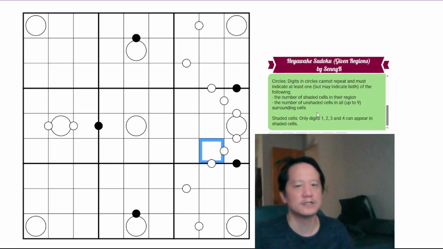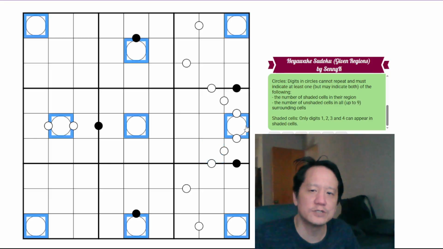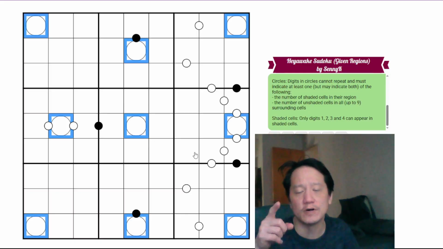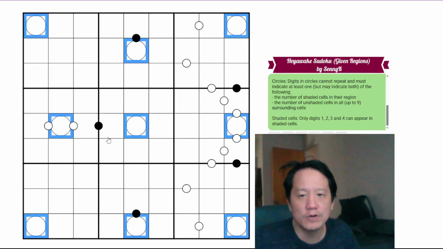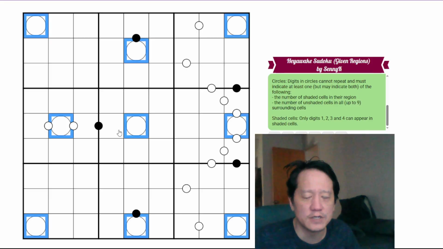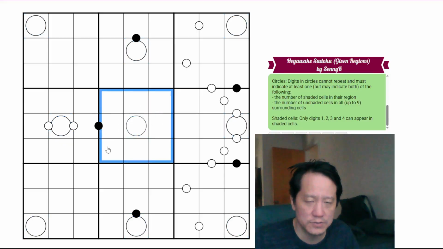It's shading, essentially. We have circles, where digits in circles cannot repeat and must indicate at least one, but may indicate both of the following: the number of shaded cells in their region, and the number of unshaded cells in all up to 9 surrounding cells. Interesting.